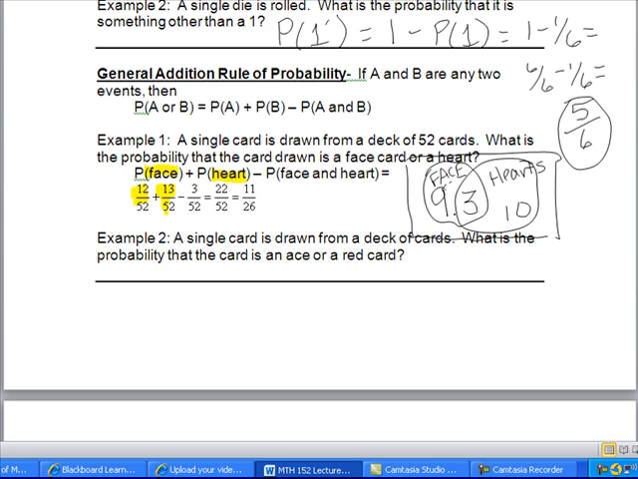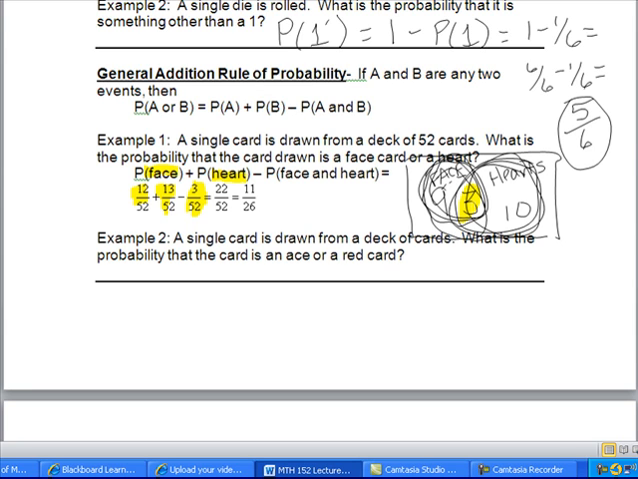So what we see is when we say 12 for the face cards and 13 for the hearts, we double counted the 3. That's why we have to subtract off the 3 over 52, because we counted 3 of the cards as both face cards and also as hearts. So those 3 have to be subtracted off. When we do that, we get 22 over 52. We can reduce by 2 in the numerator and denominator. We get 11 over 26.